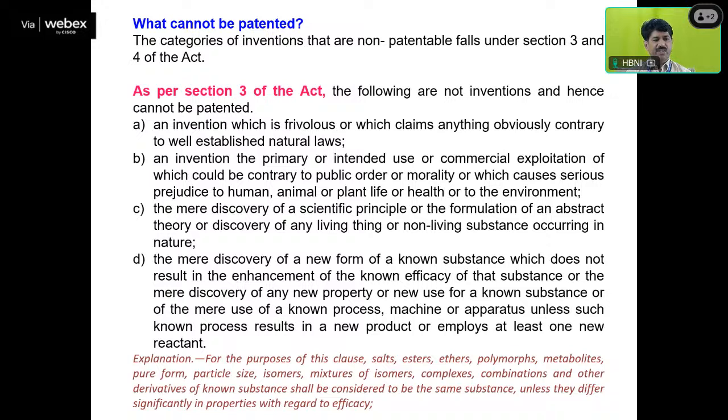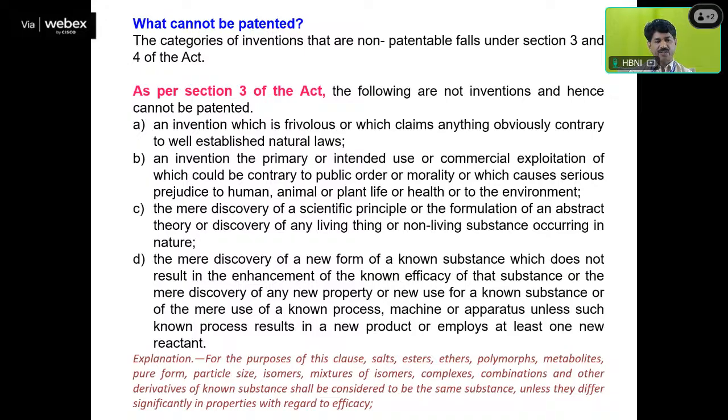The next one is the mere discovery of a scientific principle, or formulation of an abstract theory, or discovery of any living or non-living substances occurring in nature; it will not be given a patent. Here I have told that a patent will be given for an invention. It will not be given for a discovery. If something exists in nature, it will not be given patenting. So discoveries of living or non-living things will not go for patenting.